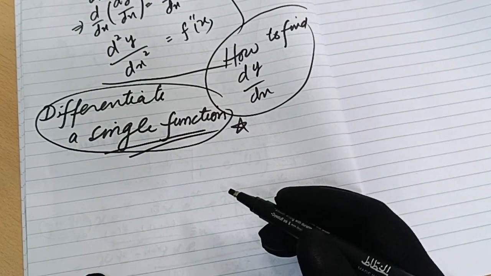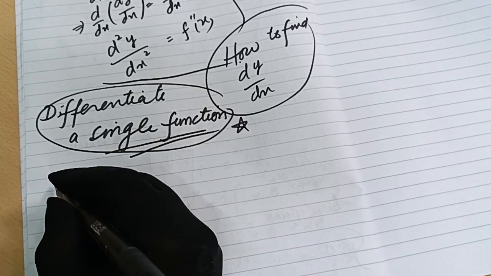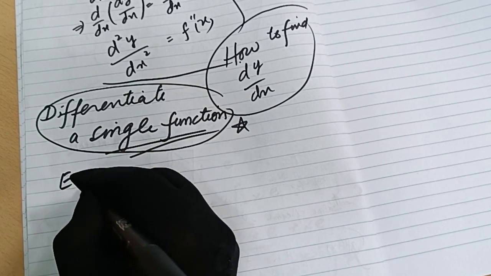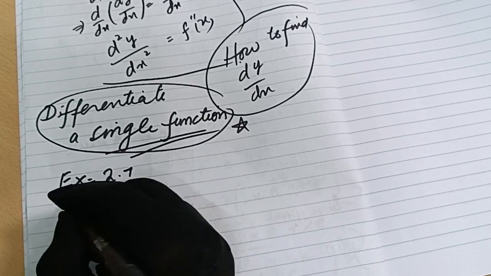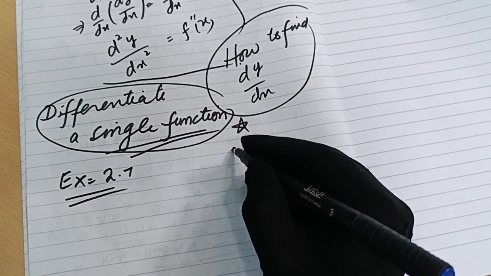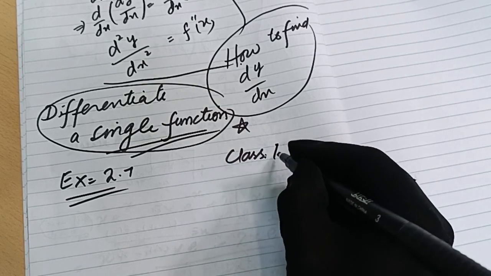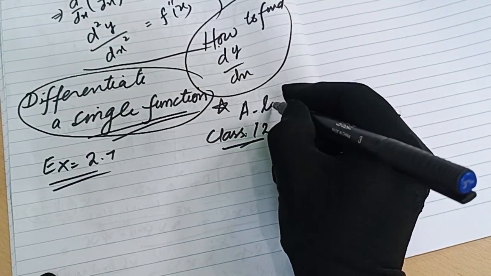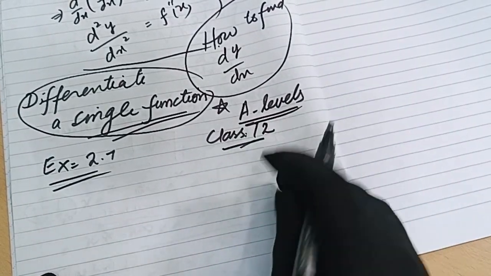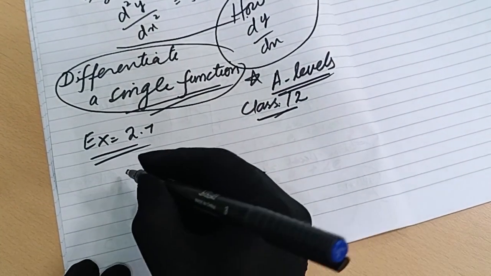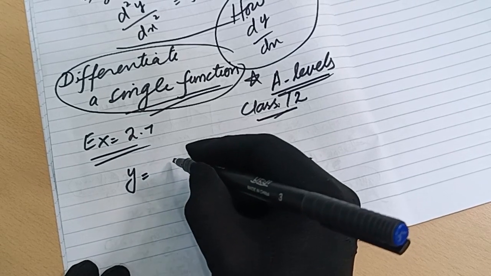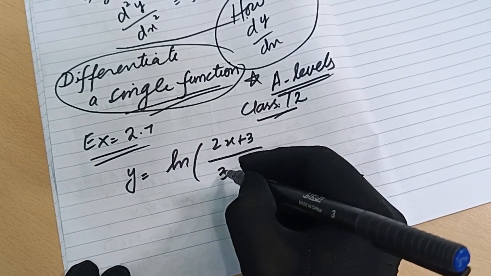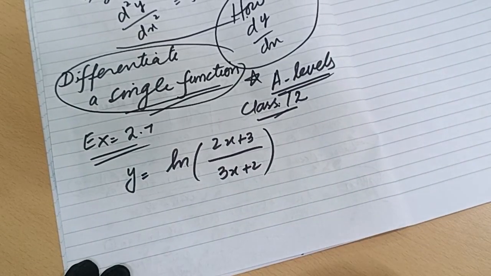Let us take one more example. I have explained the previous cases in my previous videos also. I have taken the reference from the question of exercise 2.7 from class 12. Equally it's useful for A levels also. If we have a function y equals log of (2x plus 3) over (3x plus 2).